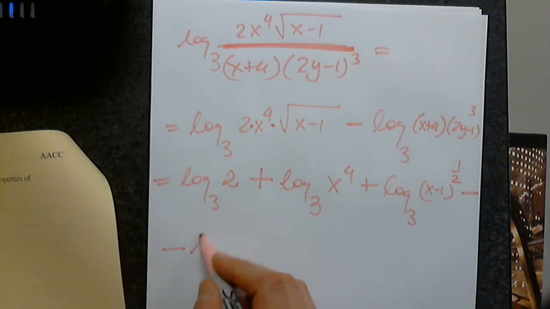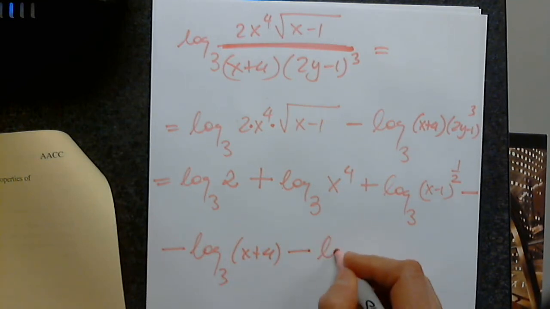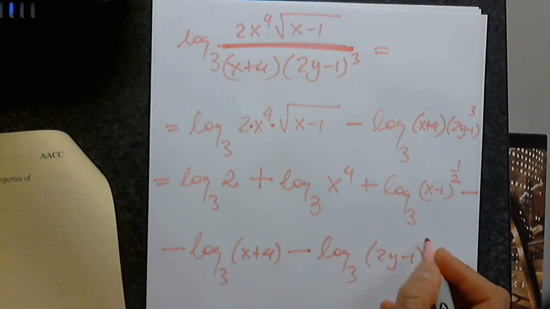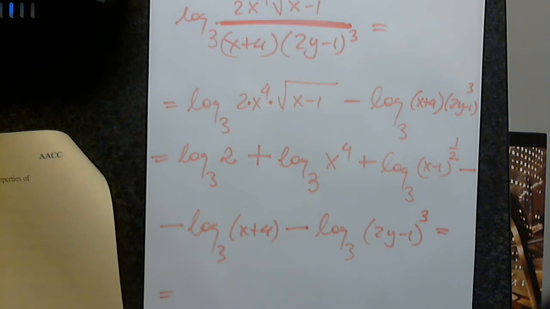That'd be log base 3 of x plus 4, and minus, because we have to distribute, log base 3 of 2y minus 1 to the 3rd. Awesome. Well done. Now we're done with the ratio first. Then we were done with the product. And now I have one more step, one more property, which is exactly what Shannon said and Reese said. What is the third property that we have not used yet?